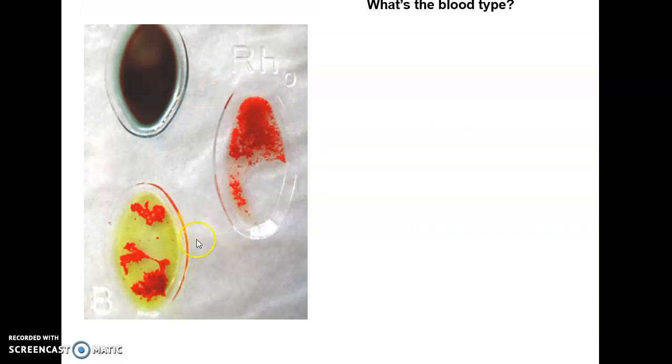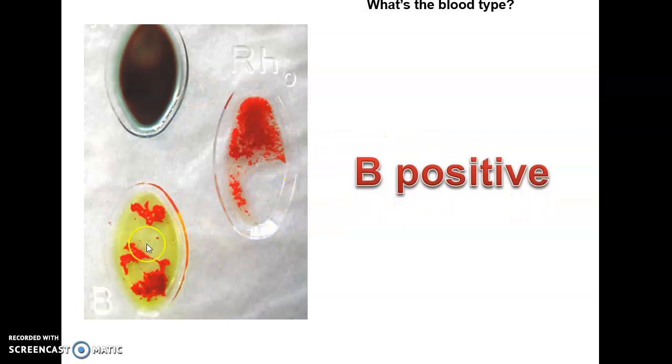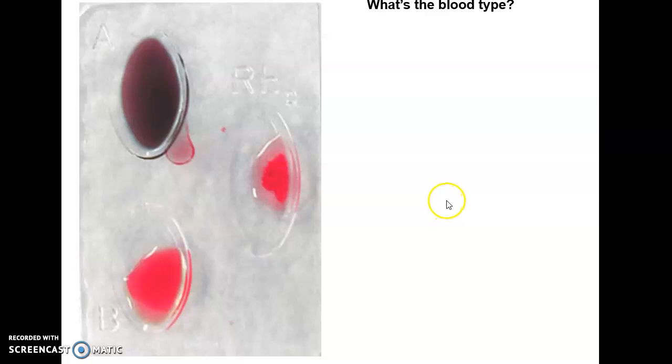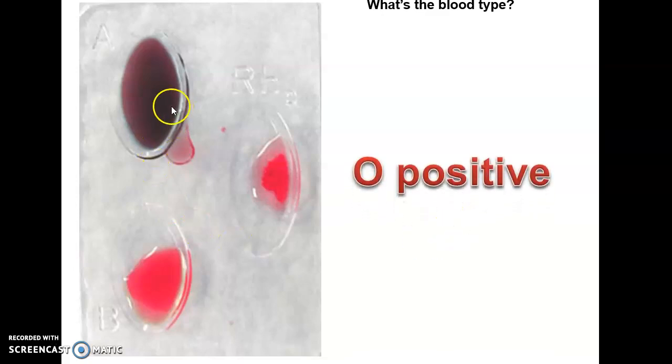Here's another one. Which blood type is it? It is B positive. You have a reaction in B and Rh, but you do not have a reaction in the A chamber. And then this one, it is O positive. Nothing happened in A and B. You got agglutination in Rh, so that means it is O positive. No A antigen, no B antigen, but you do have the Rh antigen.